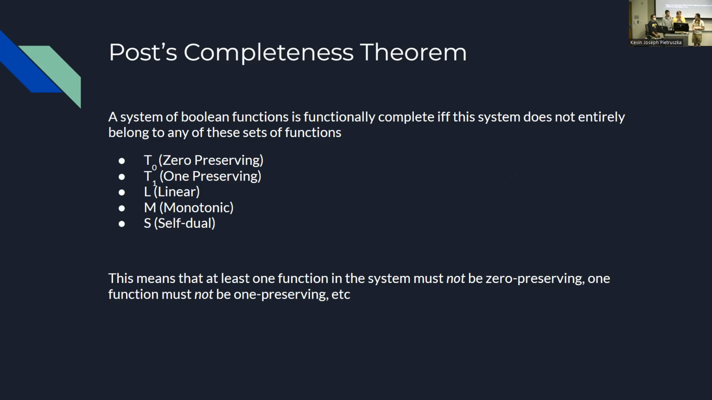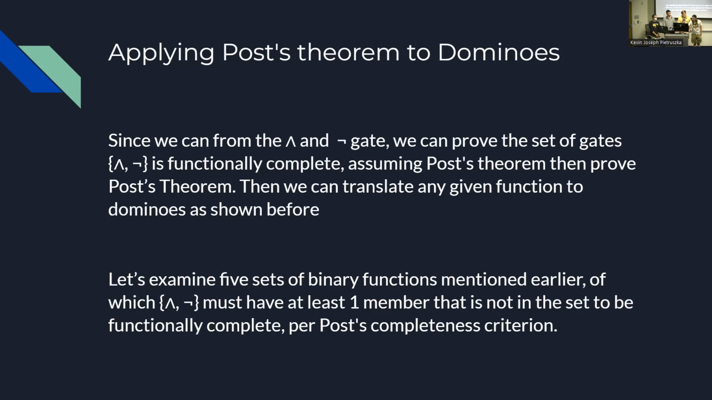And then from this concept, we could go to the Post completeness theorem, where it says that a system of Boolean functions is functionally complete if and only if the system does not entirely belong to any of these sets of functions. We have T0, which is 0-preserving functions. Then we have T1, which is 1-preserving functions. Then we have L, which is linear functions. And then we have M, which is monotonic functions, and then we have S, which is self-dual functions. This means that at least one function in the system must not be 0-preserving, one function must not be 1-preserving, and this follows on for the rest of these sets.